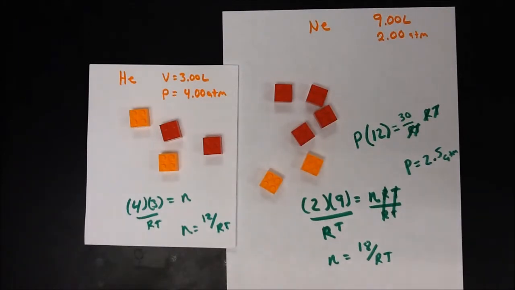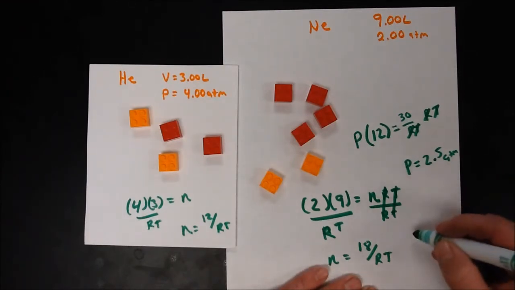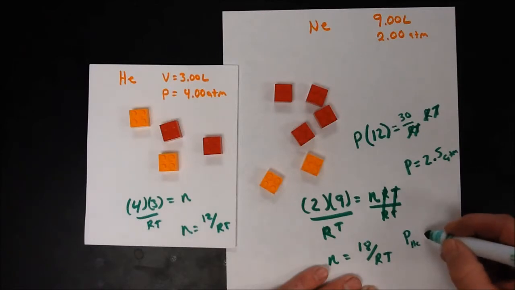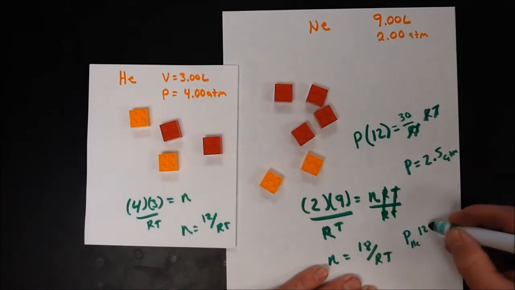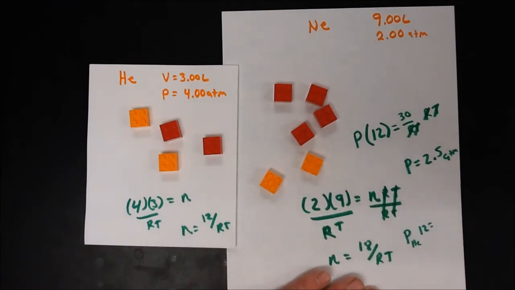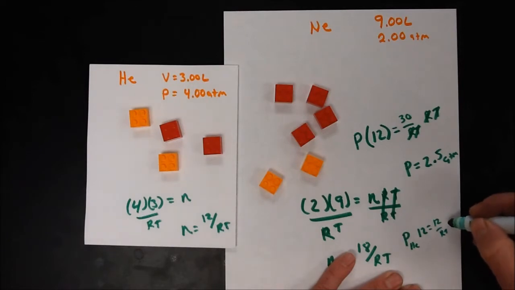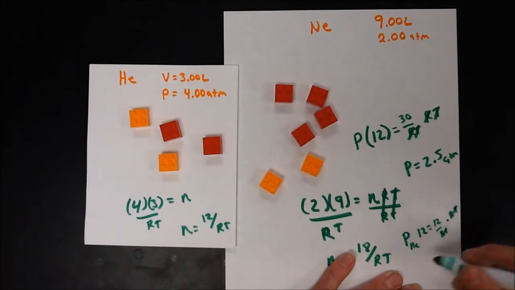Now, maybe we want to know how much pressure in that new container comes from the helium, or how much pressure comes from the neon. So if I want to solve this for the helium, pressure for helium times the new volume of 12 equals n for the helium, which was 12/RT, times RT. So again, those are going to cancel, and we're going to get that the pressure that comes from the helium is 1 atmosphere.